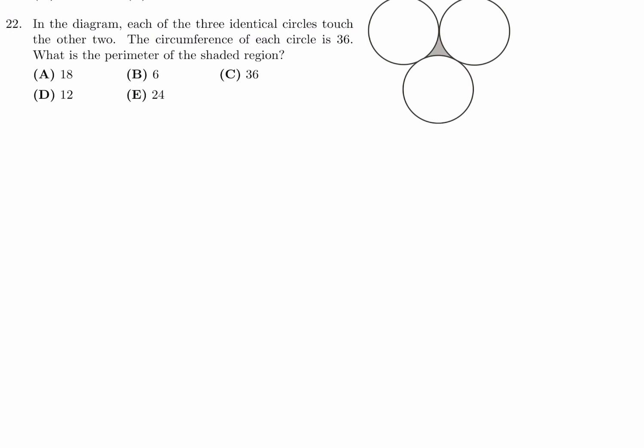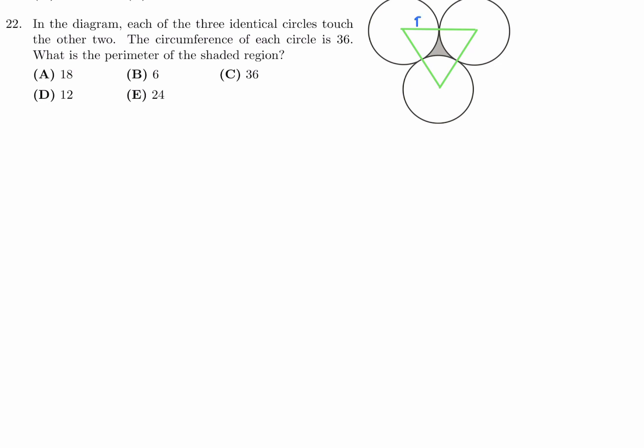In the diagram, each of the 3 identical circles touch the other 2. The circumference of each circle is 36. What is the perimeter of the shaded region? I'm going to draw lines from the center of each circle to the center of the other circle, like that. And I hope you will come to the same conclusion that I did, that this triangle is equilateral. Why is it equilateral?